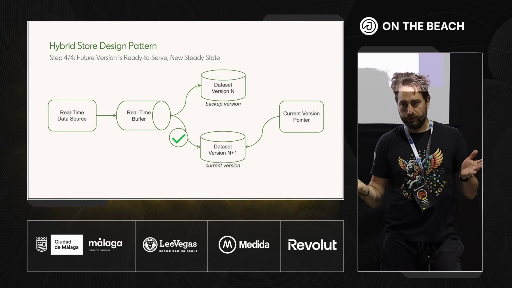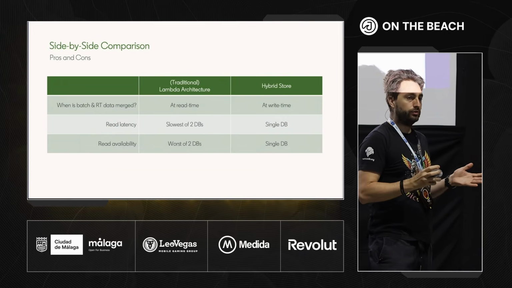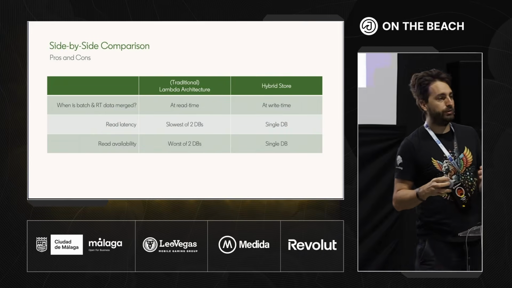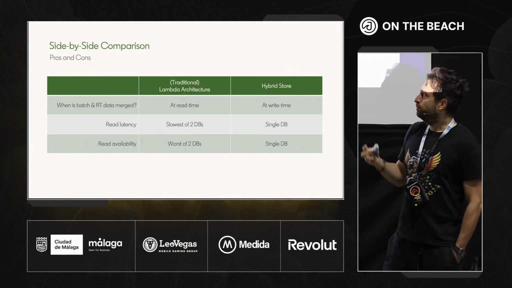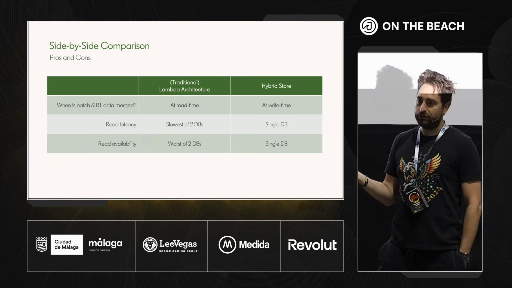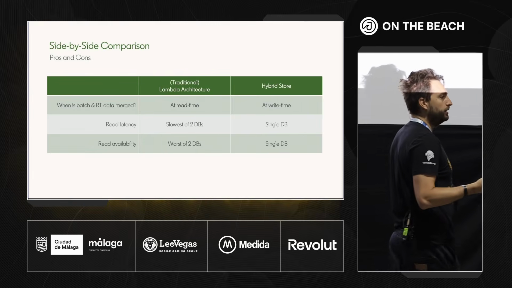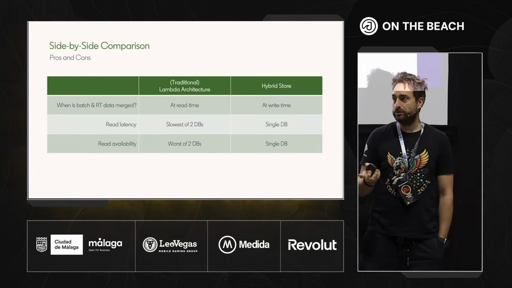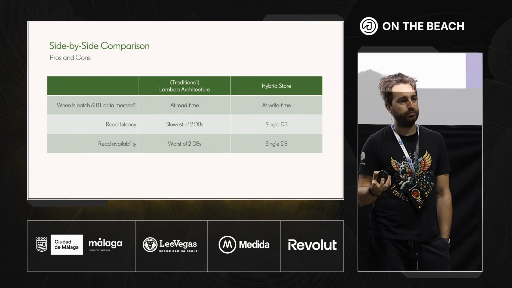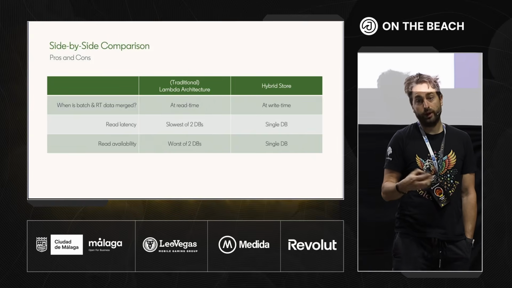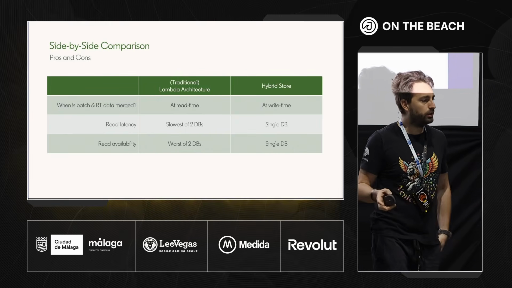So that's the hybrid store design pattern in a nutshell. Let's compare that to the Lambda architecture as it is traditionally presented. Both of these are solutions for merging batch data sources with real-time data sources. The key difference is that in the Lambda architecture as traditionally presented, the merging happens at read time, whereas in the hybrid store design pattern, it happens before that, at write time. And from there, all the other trade-offs follow along.